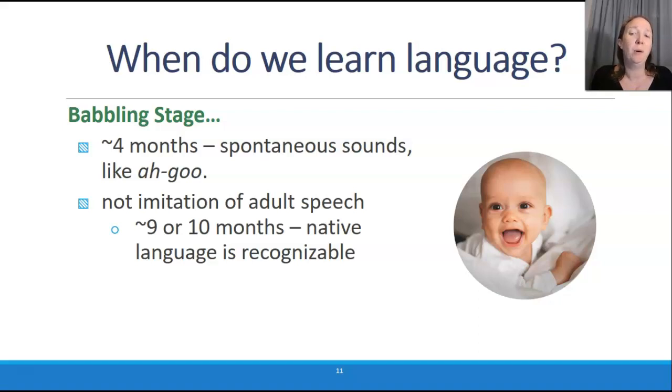By the time they hit approximately 9 or 10 months, you can start to tell whether or not the baby is making sounds for their native language. So perhaps if they're trying to make a J sound and they are in a German household, J actually makes a Y sound, so they might start saying Y, Y, where English babies are going to say J, J. That might not be the best example, but long and short of it is that by 9 to 10 months, you can start to pick up what language is spoken in the baby's home.